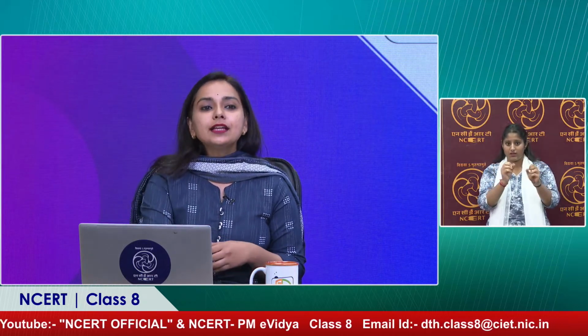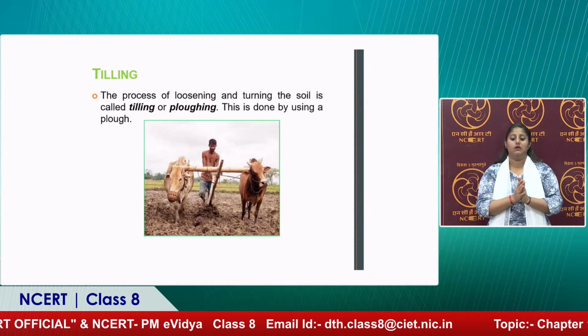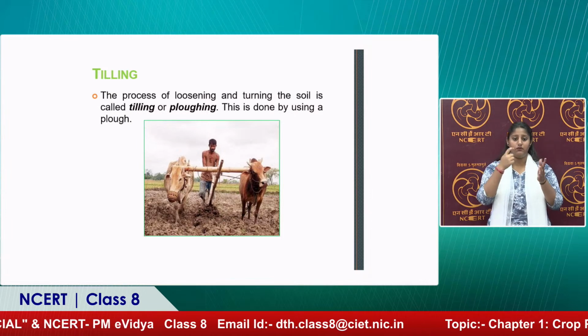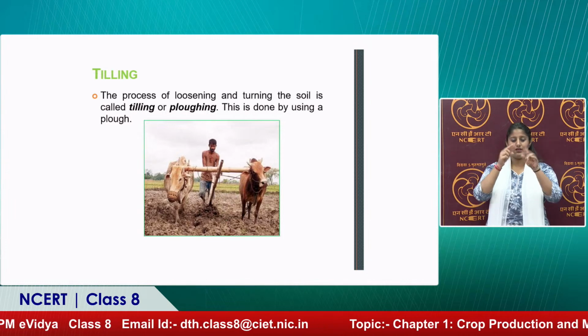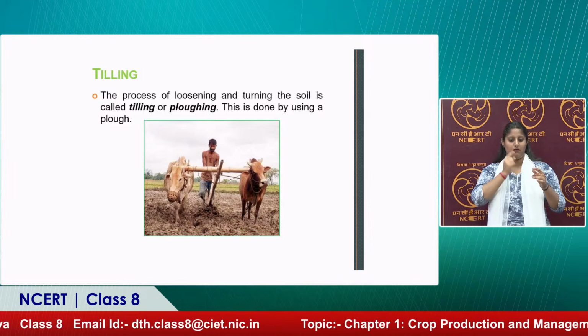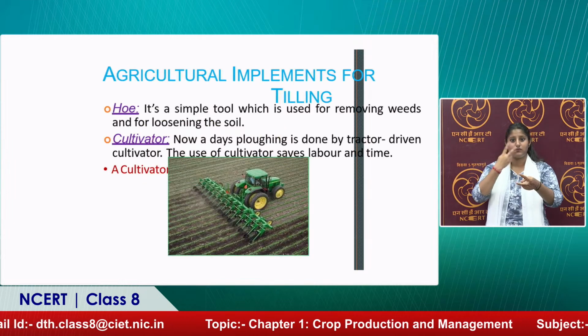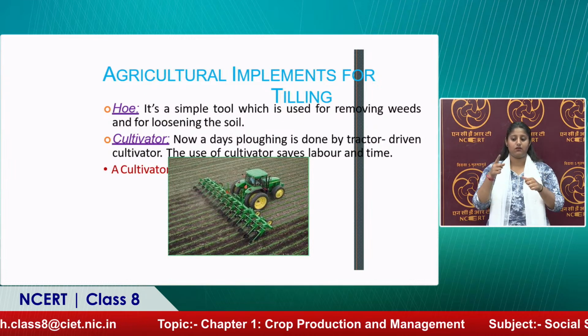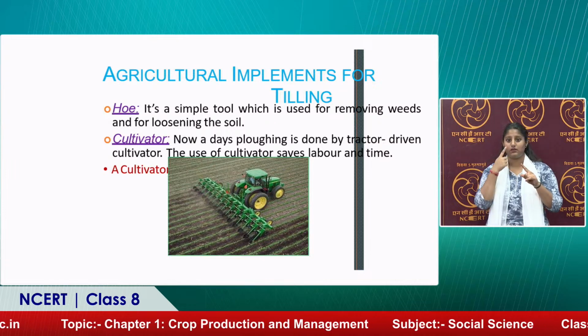Now, this is done by a plough. Ploughing is the technique that is used. This is the conventional technique that was used by farmers earlier with the help of bulls. Further, we use a hoe and a cultivator. So, this is how we prepare our soil.